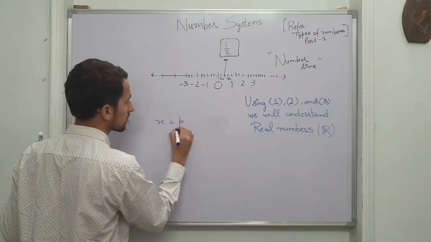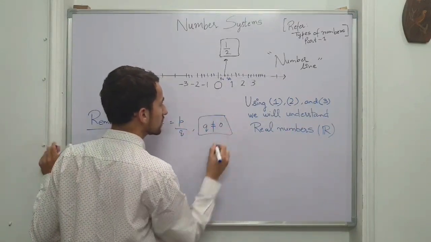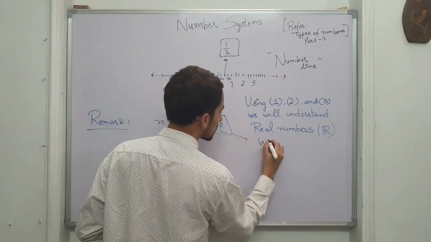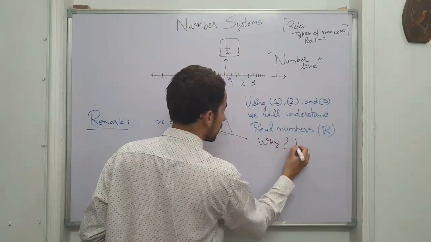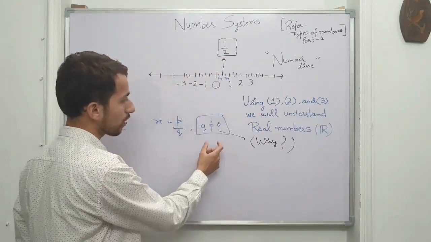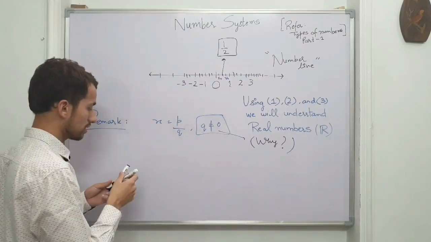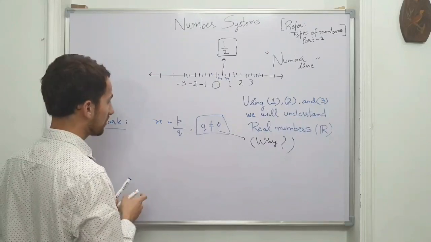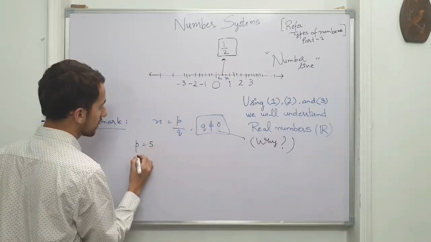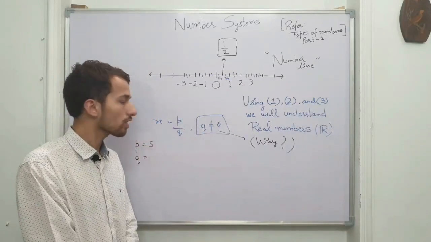X was this. Q was, we are asking that q cannot be 0. Now this is a problem which we should address. Why? We have to give a reason why q cannot be 0. Let's take an example again. Suppose I choose a very simple one, p to be 5 and q to be a number, because it is asking that q cannot be 0.